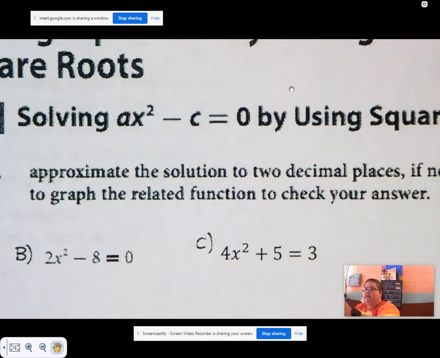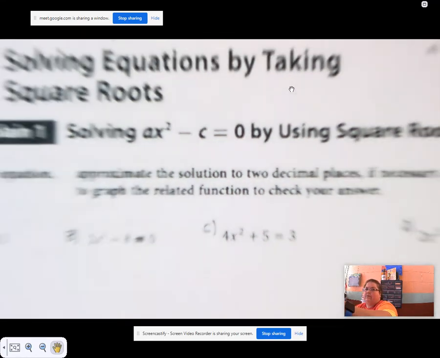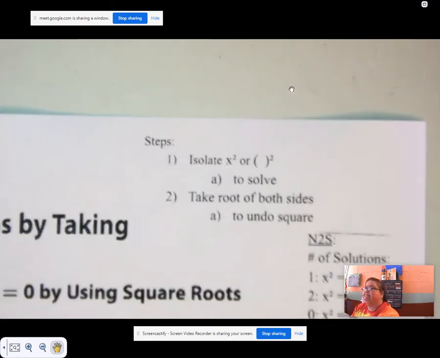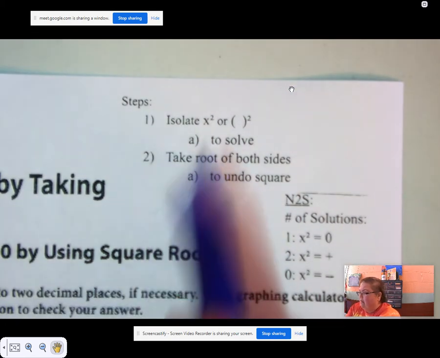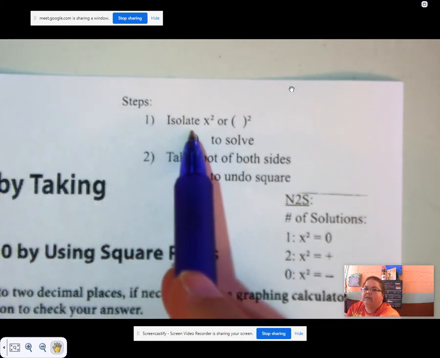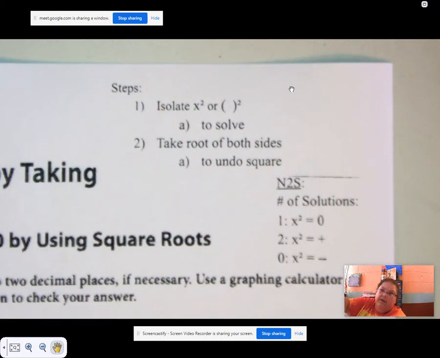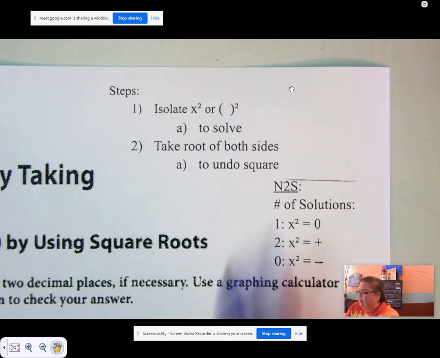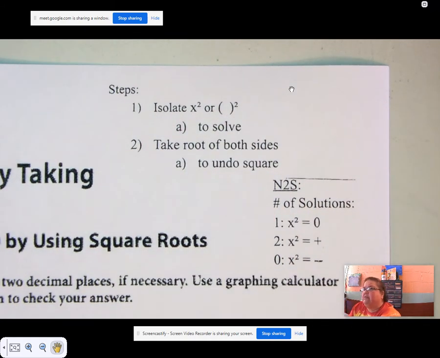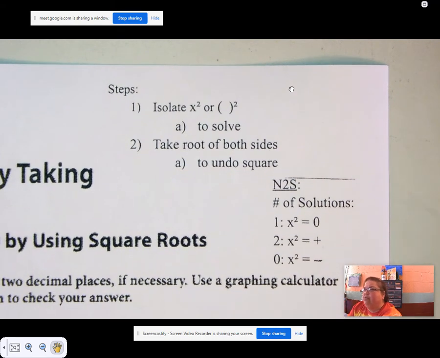Okay? So, very quickly, one more time. Step one, isolate the x squared, however it's written, either just with the x or with the parentheses. That's how we have to have it to solve it. We're going to take the root of both sides.